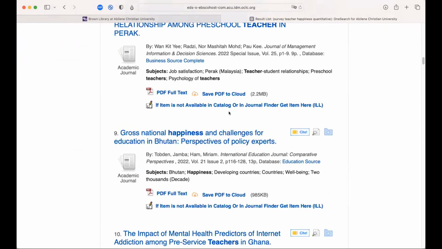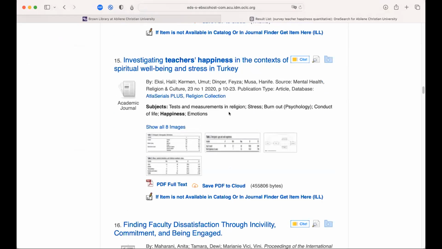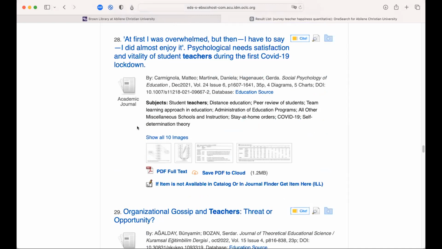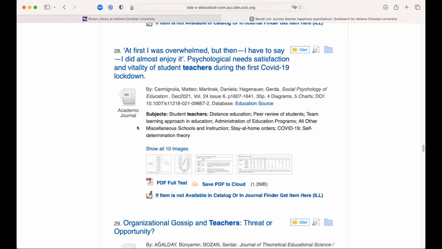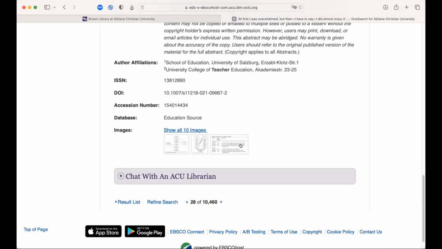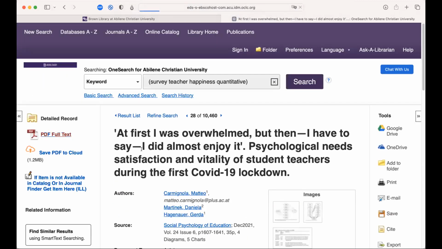Now, let's see. Okay, this one here, I'm going to take a look at it. They did a quantitative study and they were surprised by some of the findings. So they did qualitative interviews with a group of 14 student teachers to try and explain some of the results that they got. They ended up doing mixed methods, but they originally set out to do surveys before and after. So let's take a look at this piece.